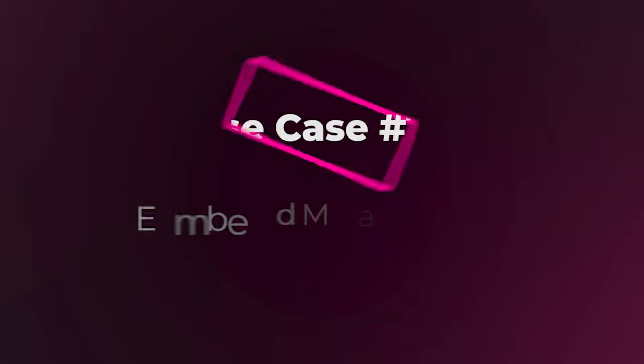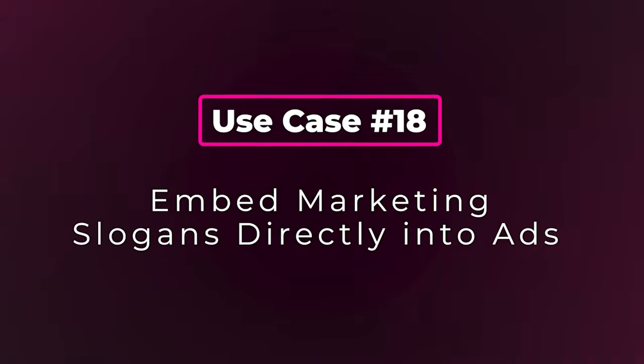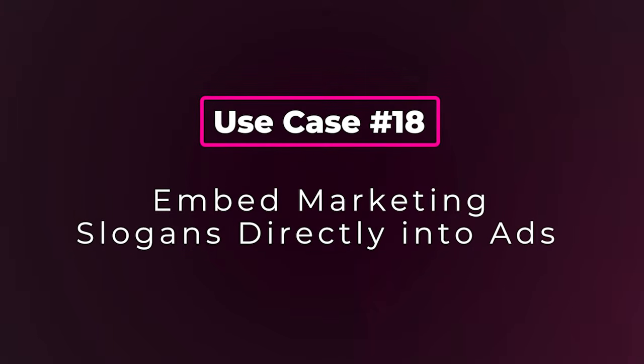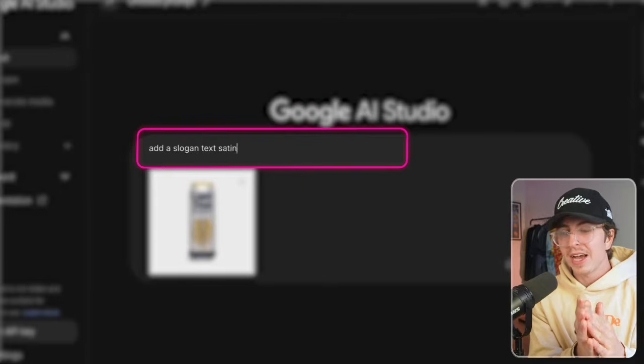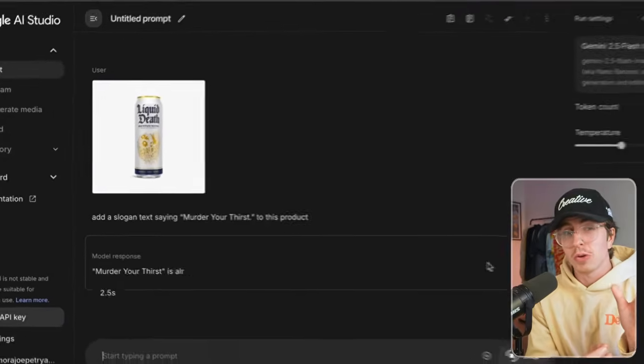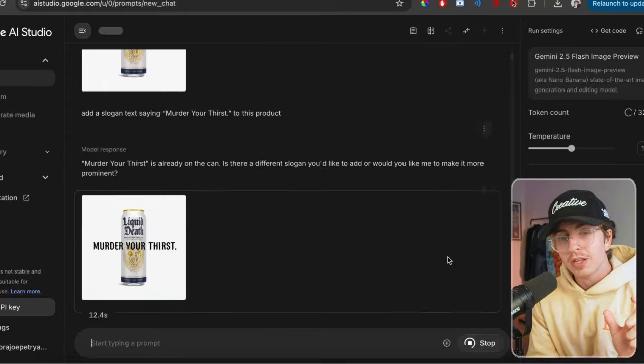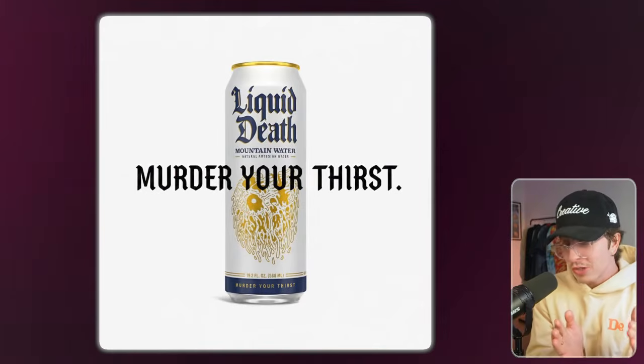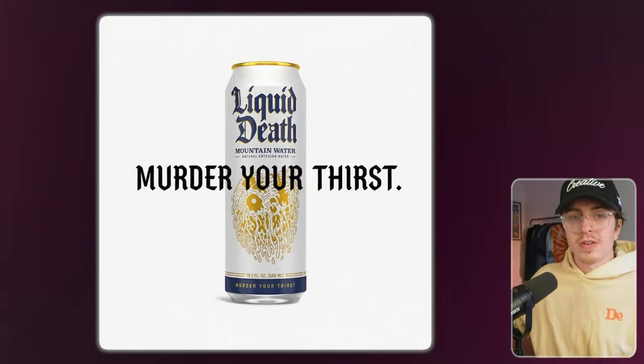And let's keep this Photoshop destruction continuing with use case 18, which is about embedding marketing slogans directly into ads. Nano Banana can take a photo and then superimpose text that aligns with the brand creative. In this case, I have it create a tagline for Liquid Death. And the beauty is that I just upload the image and the text overlay is actually in the style of the Liquid Death can. And the caption, "Murder Your Thirst," beautiful.